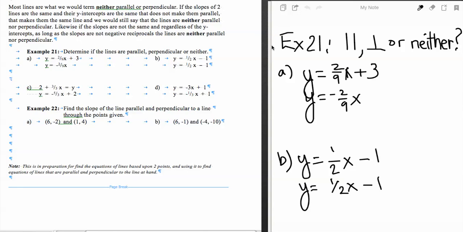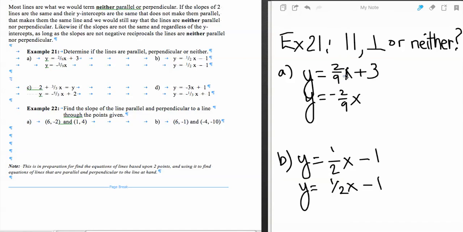Okay, continuing section 3.4 on parallel and perpendicular lines. Hopefully you've taken these following problems onto your own paper and worked them on your own. If you've not, take these 4 problems in example number 21 and work them on your own, and then come back and listen to the solutions to these problems.